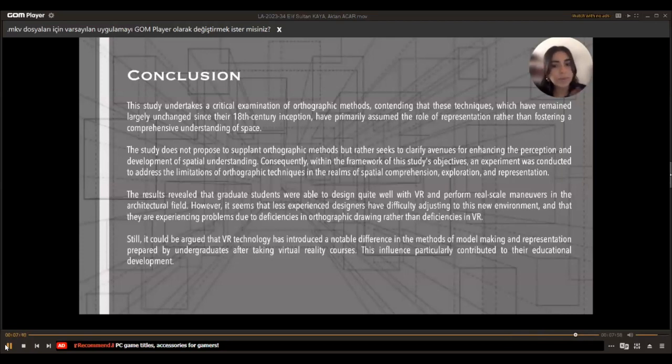Prospective research aiming to examine students' spatial representations in virtual environments through experiments among architecture students at different levels is promising for enriching the breadth of the knowledge in this field in the future.